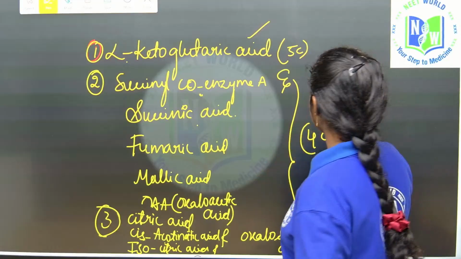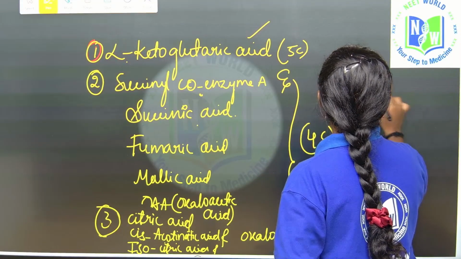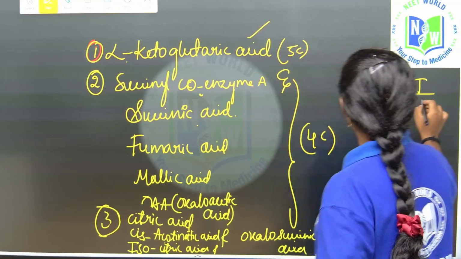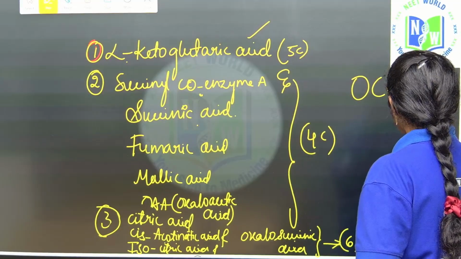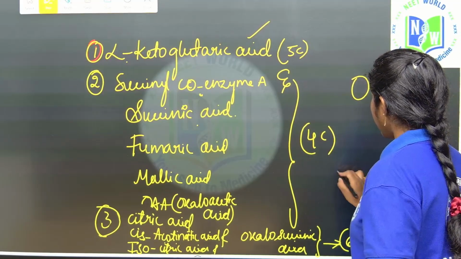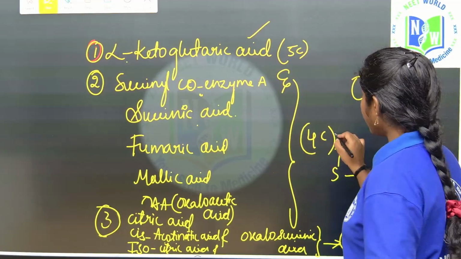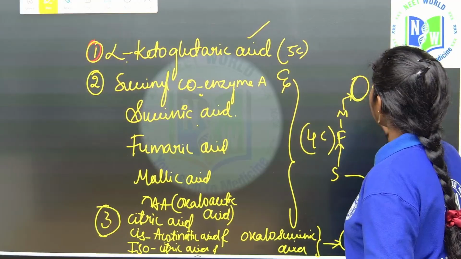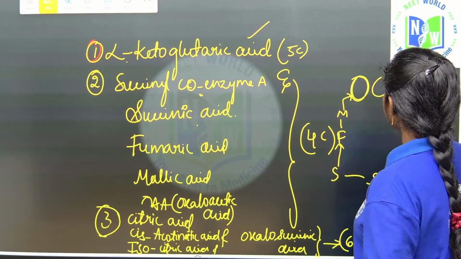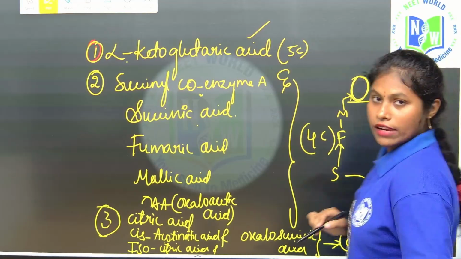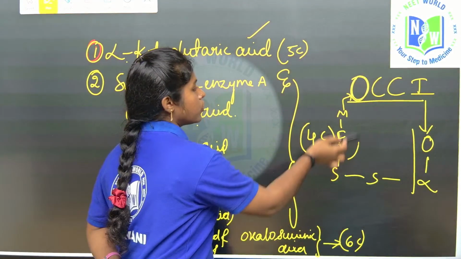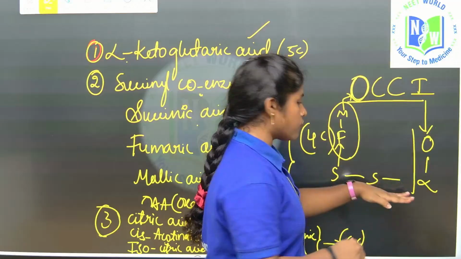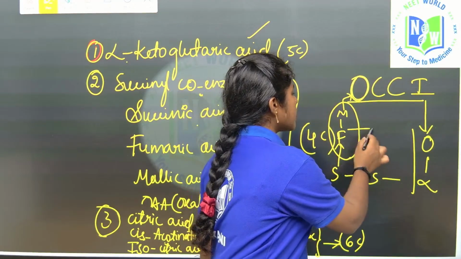Okay. So I told you to remember it like this. OCCI. Just write those in the first line. Then O and alpha. Then S square. They went to listen to the FM radio. Then again they got back into their own house, right? Oxaloacetic acid. Got it? OCCI, O alpha, S square. They went to listen to the FM radio.